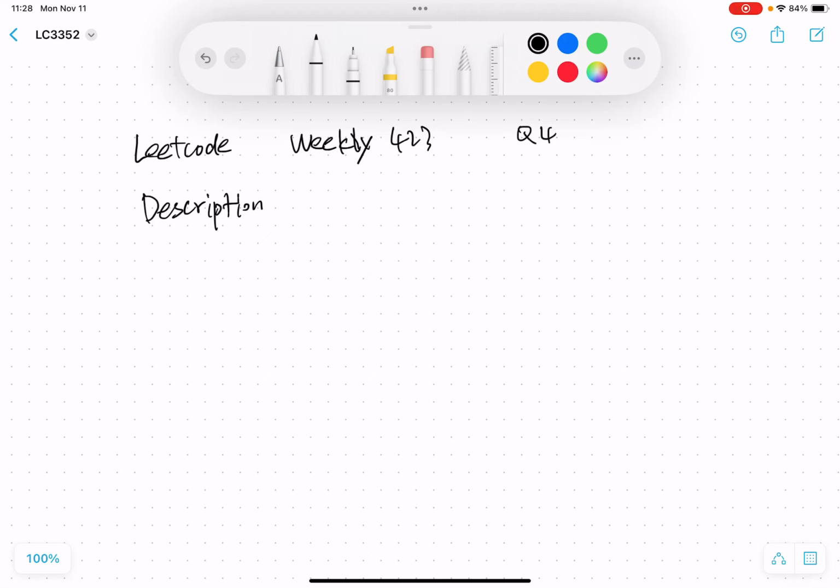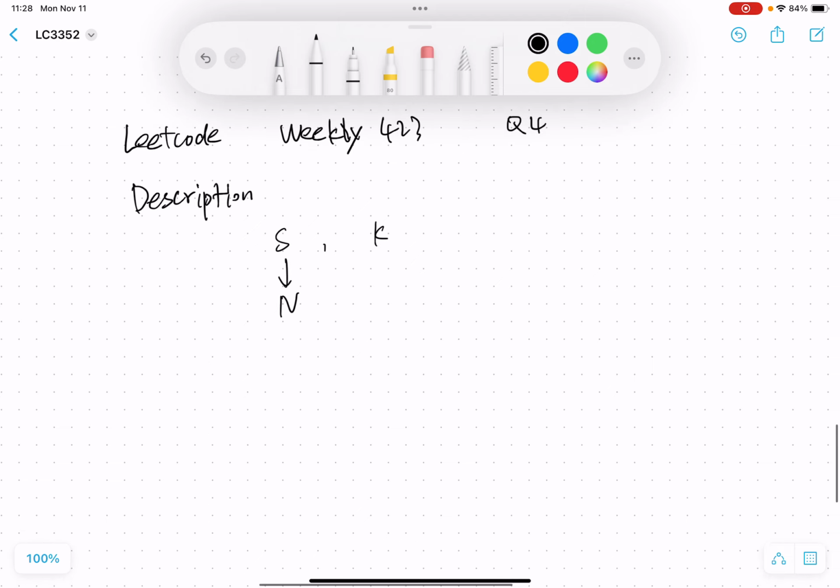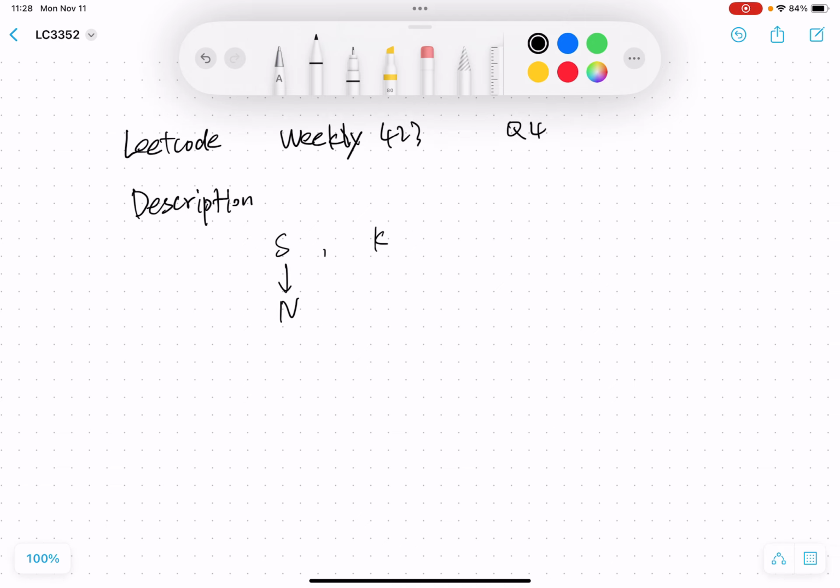Okay, today let's talk about LeetCode Weekly 423, question 4. First part is the description. We are given one string s and an integer k. s is the binary representation of a number n. So we need to find out how many numbers can meet the requirements.